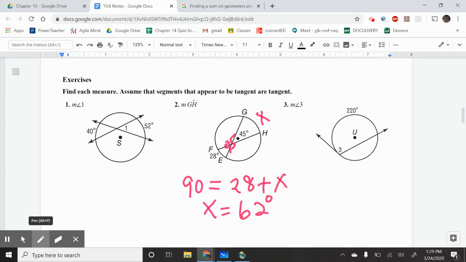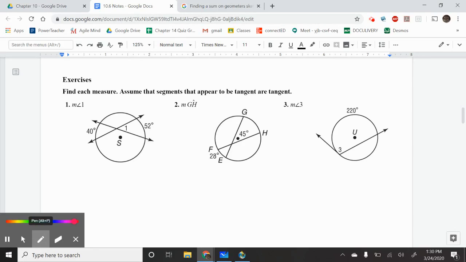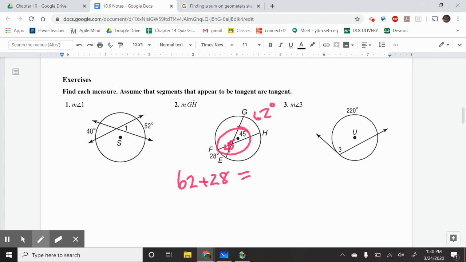So if you don't like seeing that half, you can always do it this way. Now let's do a check. We got 62 degrees for that arc. So does 62 plus 28, those are the two arcs, equal to these two angles put together, or 45 times 2? Well, this side is 90, and 62 plus 28 is also 90. So that's a check. So that's a good way to check to see if you got the right answer. Because remember, the two arcs and the two angles have to add up to the same thing.